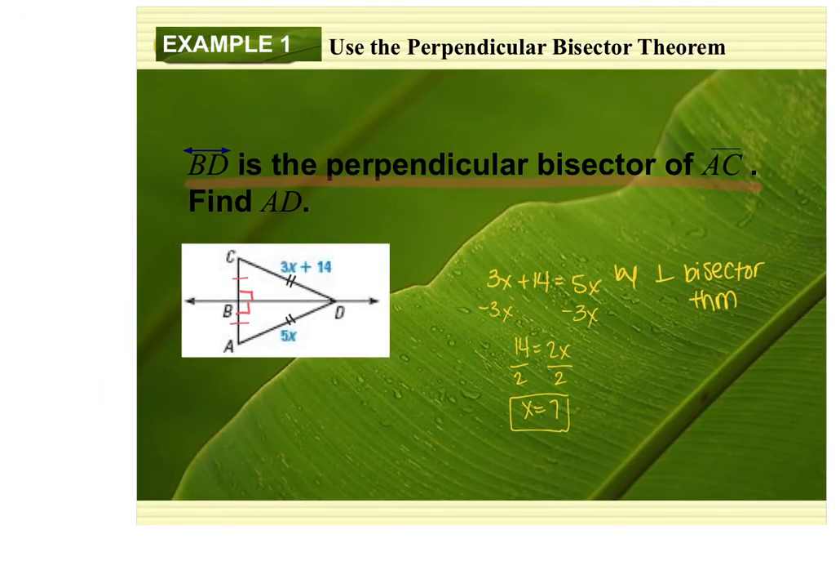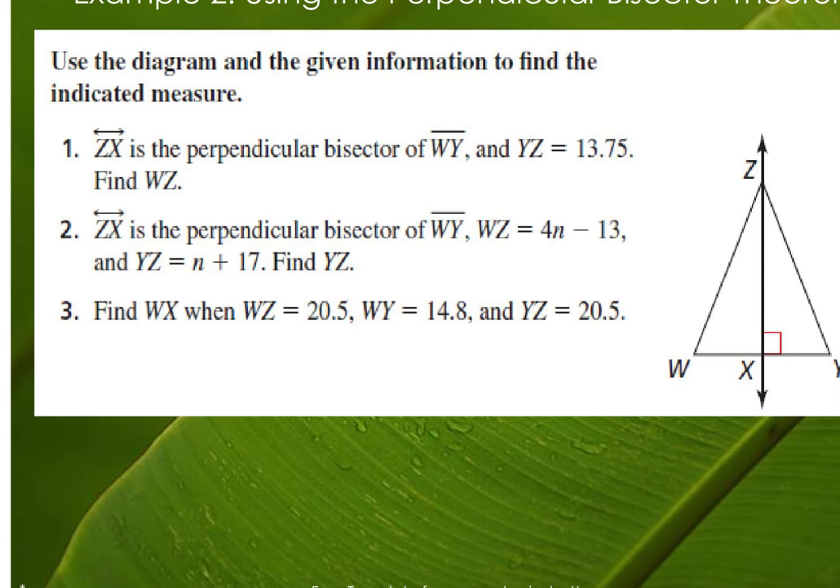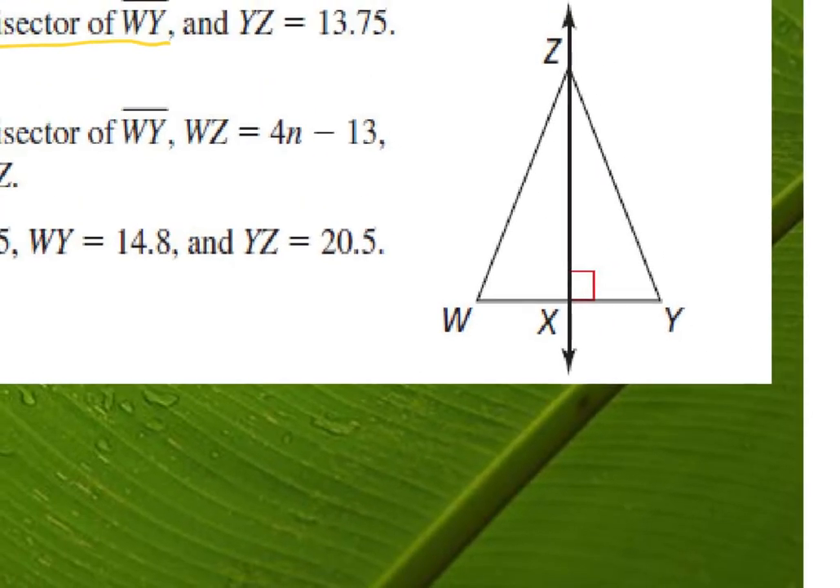Questions? Next example: bisector of WY. Underline that statement and let's put some marks on our diagram. What does that tell us in the diagram? That ZX is the bisector. Very good. If it's the bisector, what two segments are congruent? WX and XY. Good. Put those on there. Now, it gave you that ZX is perpendicular to WY, so just put that 90 degrees on the other side.